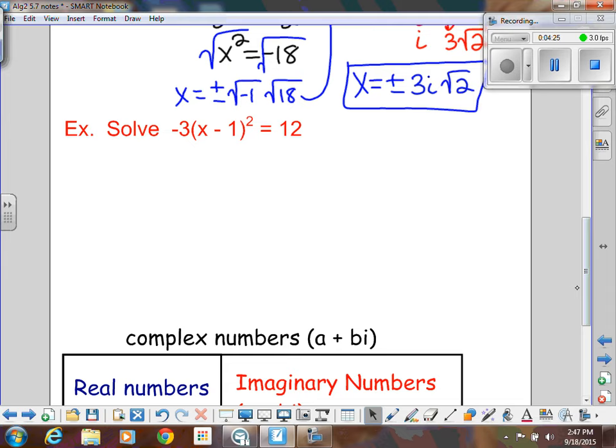In this second one, remember with the parentheses, I want to get rid of everything that's not squared first. So I'm going to divide by that negative 3 first, and I'm going to take the square root.